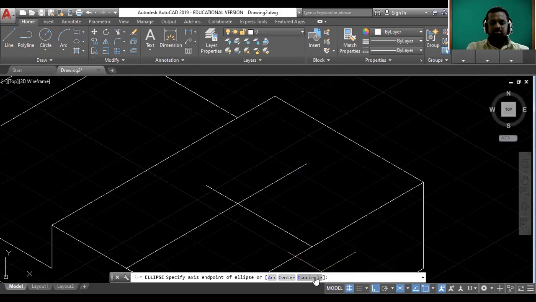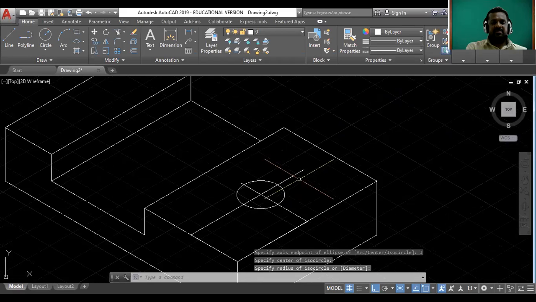Okay, you can observe the command line. Your last word is here, isocircle. It is visible. It is not here, sir. My screen you are visible. Yes, sir. Okay, here isocircle is there. Make click on that isocircle. Select the center point and draw.